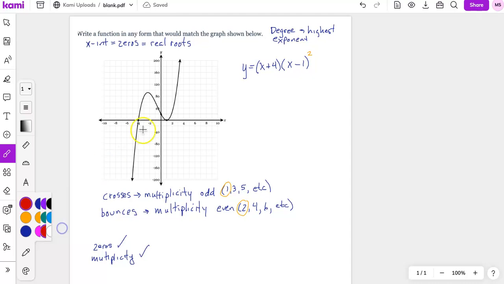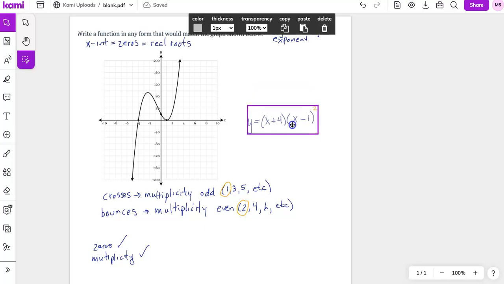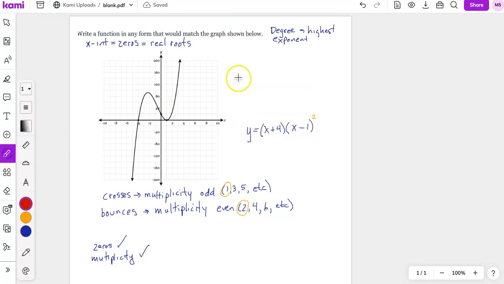So if you're in standard form, you have something like y equals 4x cubed minus 5x squared plus 7x minus 11. The degree here would be the highest exponent, which is 3.